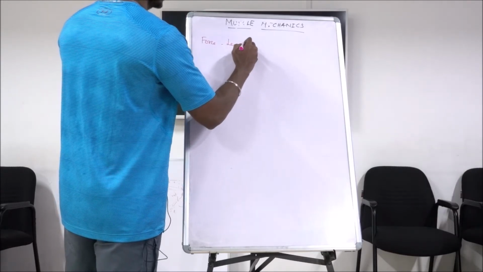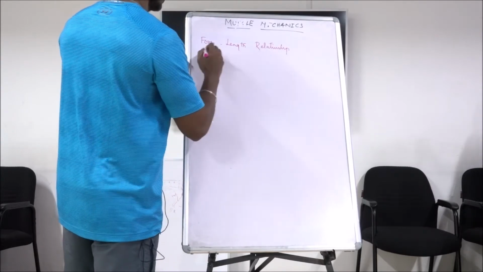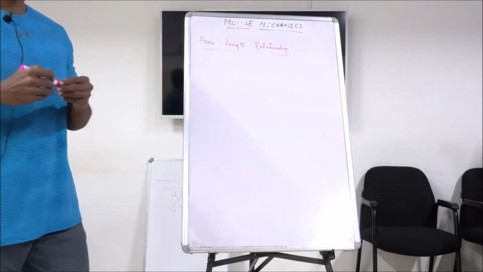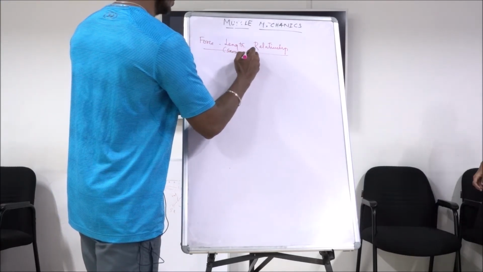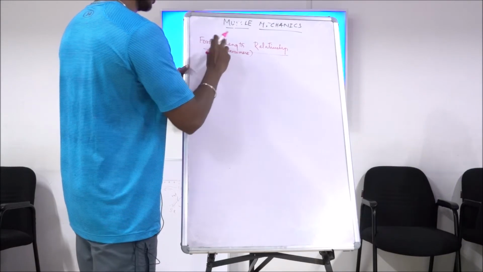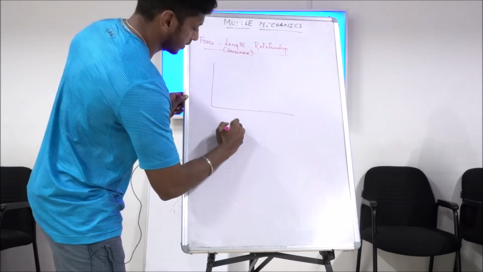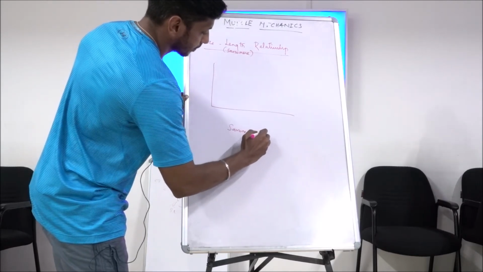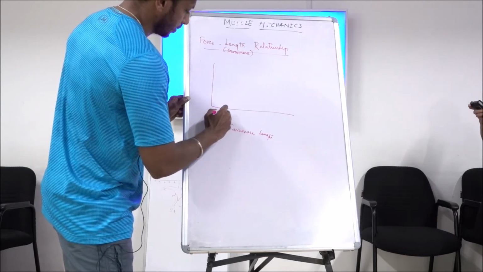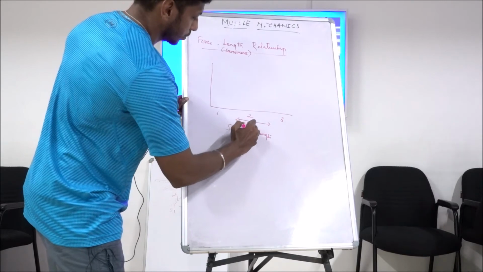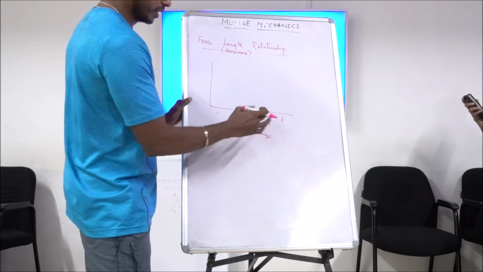Next, the length relationship, and then we'll see the force velocity relationship. Okay, force length relationship. The length we are going to deal with is the sarcomere length. That means the sarcomere force length relationship. So if I draw this, this is the sarcomere length, and 2.2 to 2.5 almost should be the optimal length of the sarcomere.